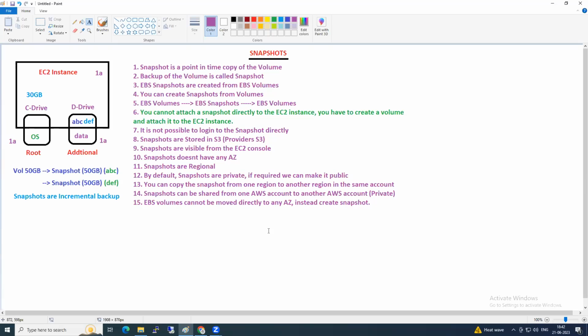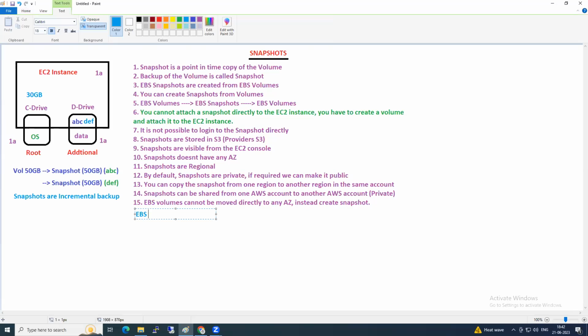Chitty, EBS volumes are created from snapshots. Don't think about it too much. EBS volumes are created from snapshots.